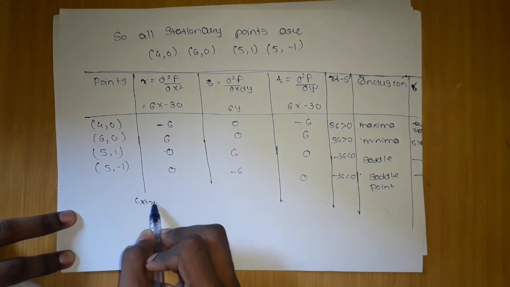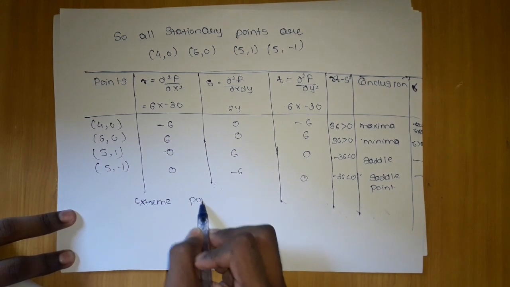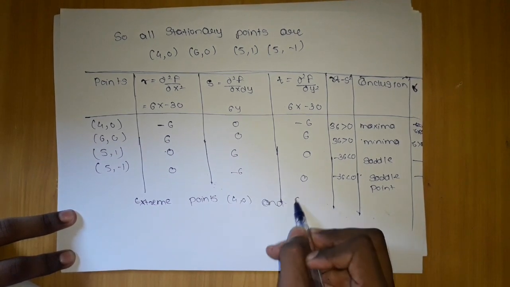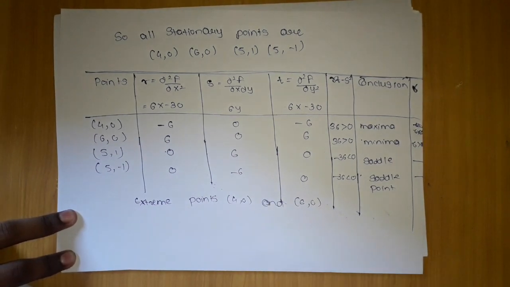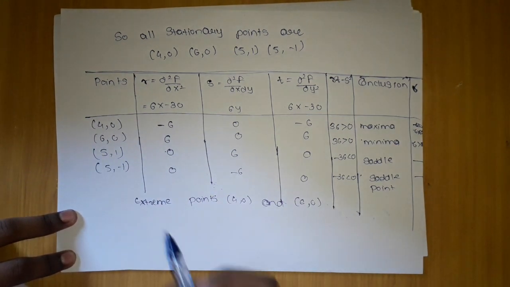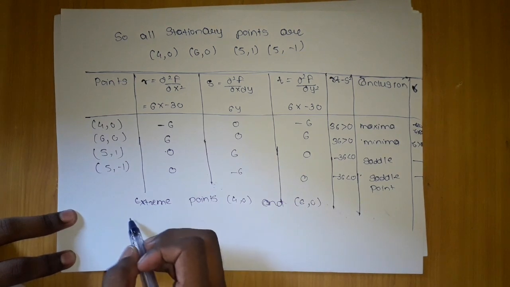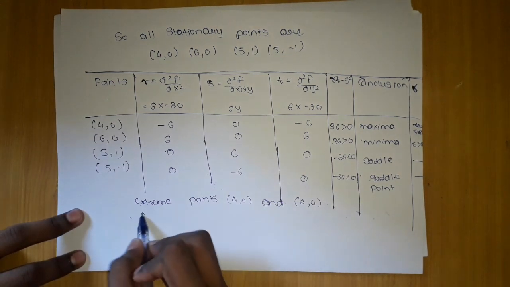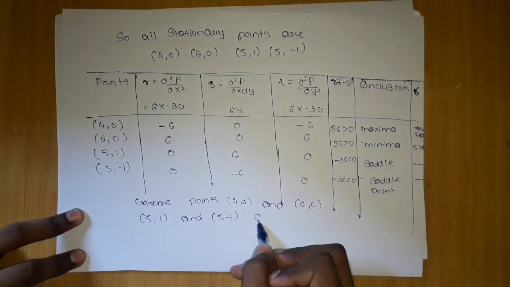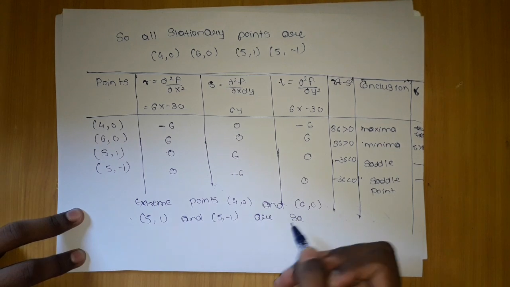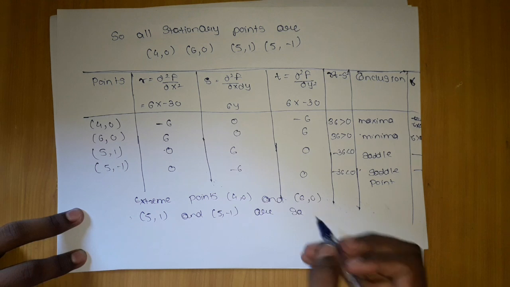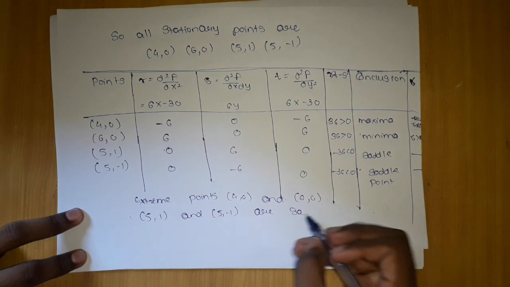Extreme points. Extreme points (4, 0) and (6, 0). Extreme points means where maximum or minima are attained. So I know (4, 0) and (6, 0) are the two possible points where maximum or minima will be attained. (5, 1) and (5, minus 1) are saddle points.